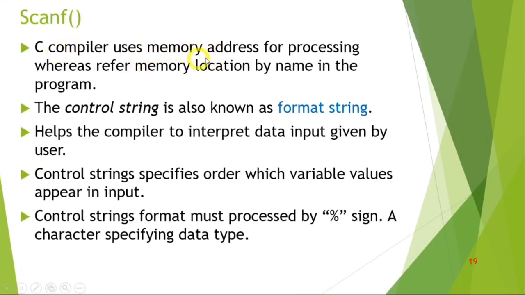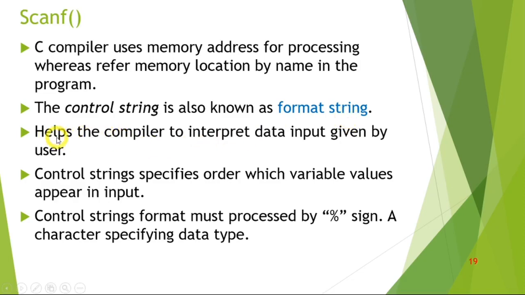The C compiler uses the memory address for processing, whereas the program refers to the memory location by name. Whatever name is given is the programmer's choice, so it will use the memory address for processing and also refer to the memory location by the name in the program, like 33 Mundra Ahmedabad. So that is actually the variable's address, and that refers to the name. So the control string is known as a format string, that is %lf.